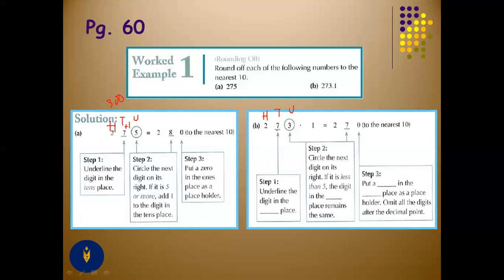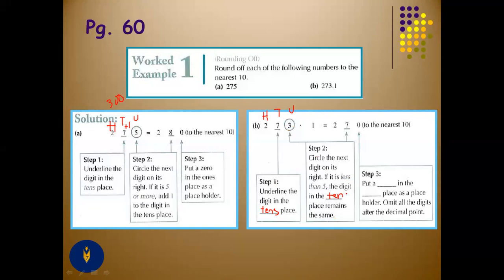So first step is to underline the digit that is in the 10th place. I will mention it here; it is also given in MCQs or blanks as the 10th place. Next, the second step is to circle the digit that is in the unit place, or ones place. If it is less than 5, the digit in the tens place remains the same.